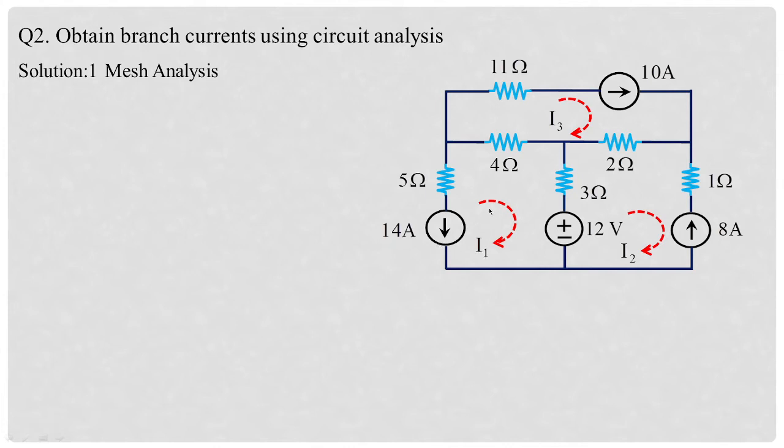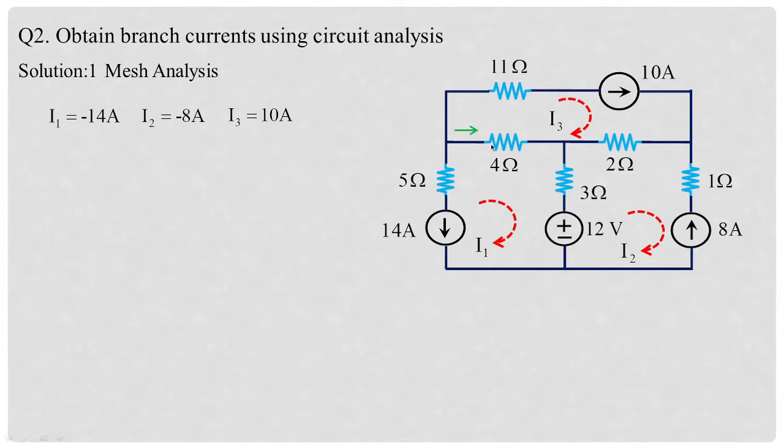By proper inspection, you can see I1 direction is clockwise, that is what we have selected, and the given direction of current 14 amperes is acting opposite to this. So I1 is minus 14 amperes. Similarly, I2 is selected clockwise, but the given source current is acting opposite to I2. So I2 is equal to minus 8 amperes, whereas I3 is equal to 10 amperes. So we have obtained just the loop currents. What we need to know? We need to know the branch currents.